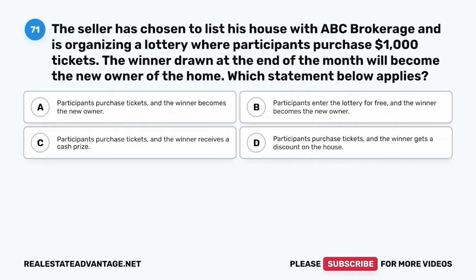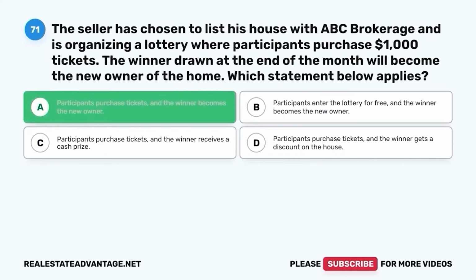A. Participants purchase tickets, and the winner becomes the new owner. B. Participants enter the lottery for free, and the winner becomes the new owner. C. Participants purchase tickets, and the winner receives a cash prize. D. Participants purchase tickets, and the winner gets a discount on the house.